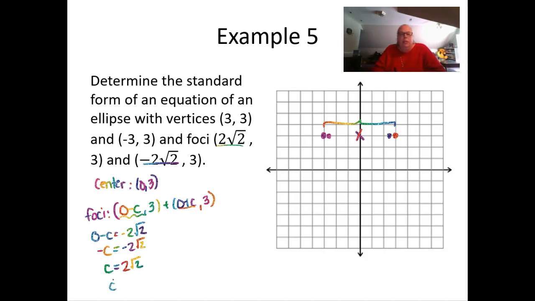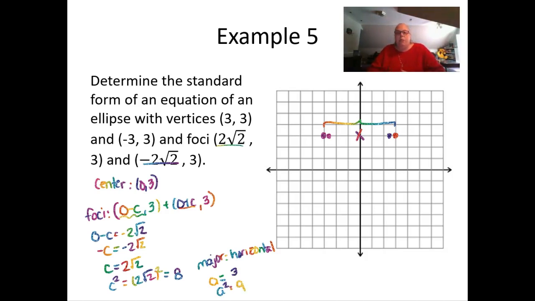Now, what is c squared? Well, c squared will be 2 times the square root of 2 squared, and that's going to give me 8. Okay, now the major axis, once again, is horizontal, and we know this because the foci are located on the horizontal axis. They're located horizontally this way. That means we can now figure out what A is. A is equal to 3, which means that A squared is going to be equal to 9.